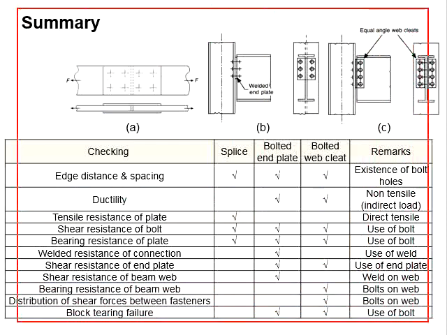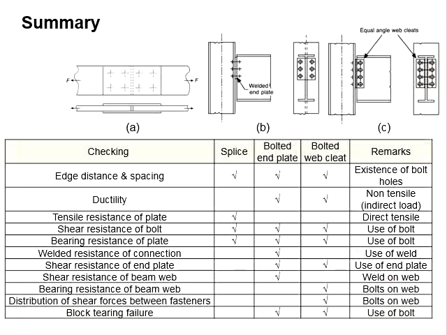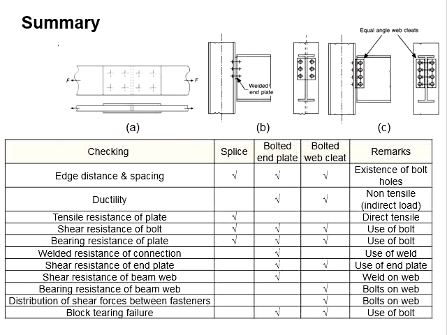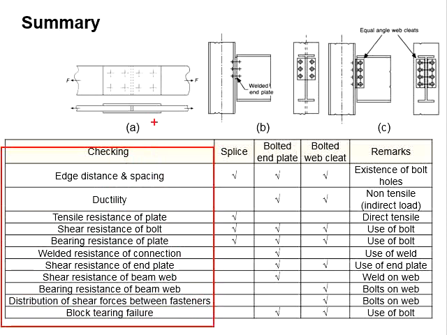This slide concludes these chapters on the design of the connections of the steel structures. Basically, we have covered three types of connections. The first one is the tensile splice of steel plates. The second one is the bolted end plate connections as a beam to column connection. And the third one is the bolted web cleat connections, which is also a beam to column connection of the steel structures. In general, these are the scopes to be checked for the connections.